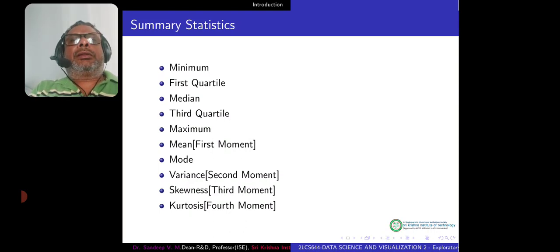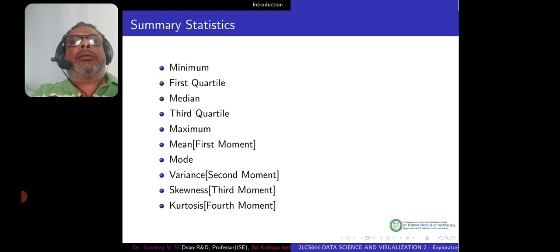So the next thing is summary statistics, which is what we were talking about earlier. What is summary statistics? It talks about what the minimum is in the given data set, what the first quartile is, what the median is, what the third quartile is, and what the maximum is. To identify this, we just arrange the data in ascending order and then pick the middle one, and that becomes the median.